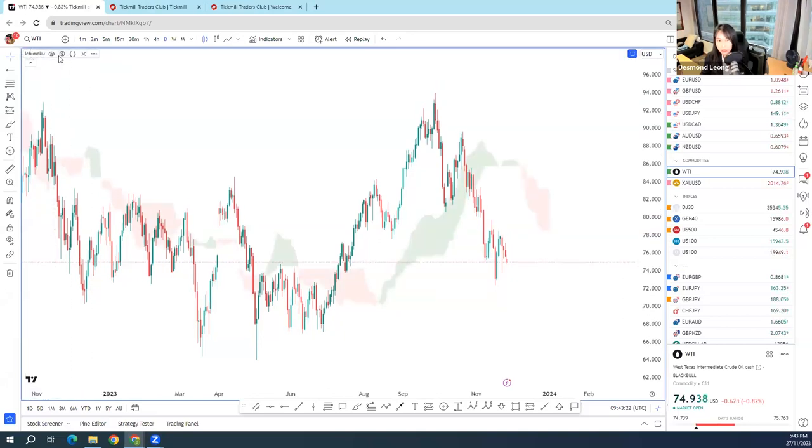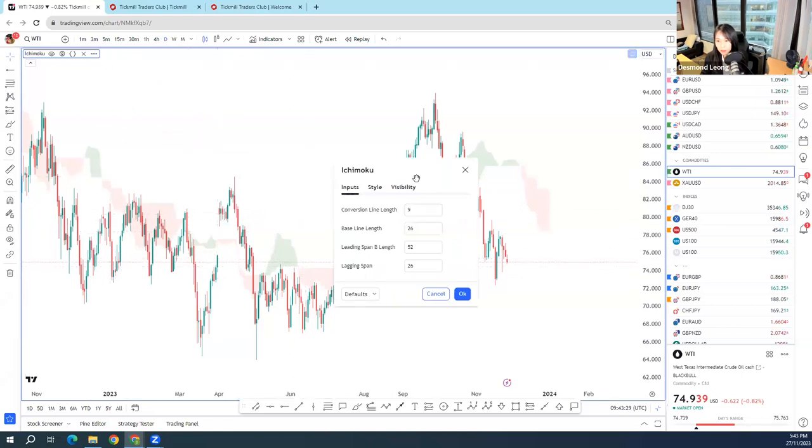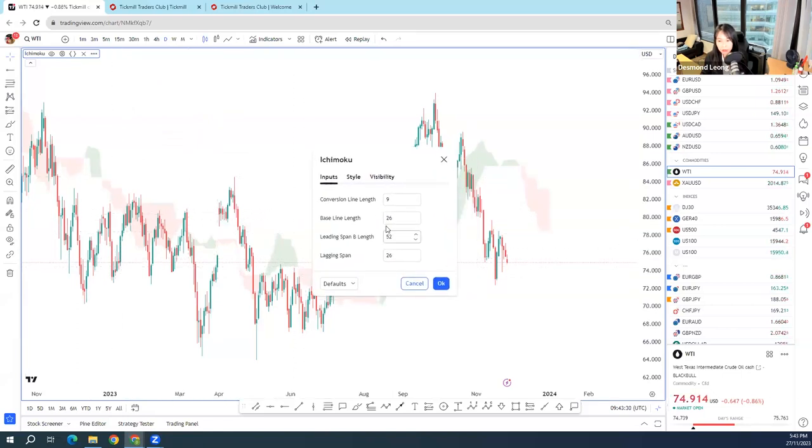Parameters for the Ichimoku cloud. I'm using TradingView, so this is the default parameters from TradingView. The conversion line length is 9, the baseline length is 26, and the rest is followed by 52 and 26.